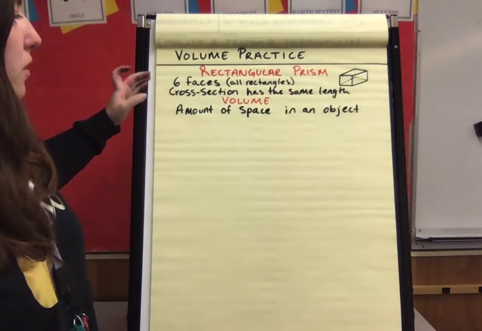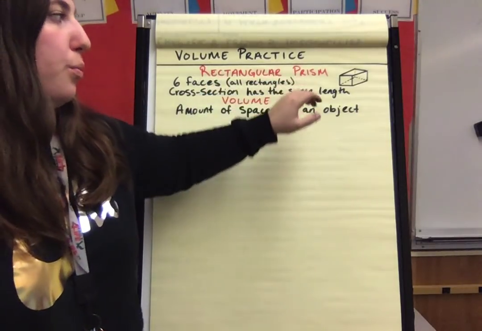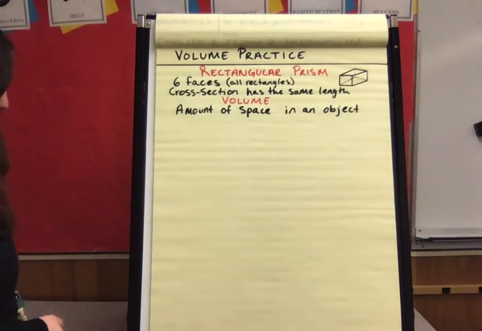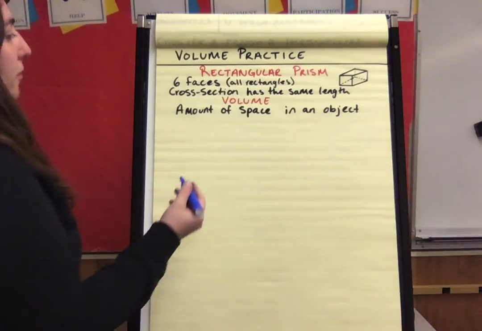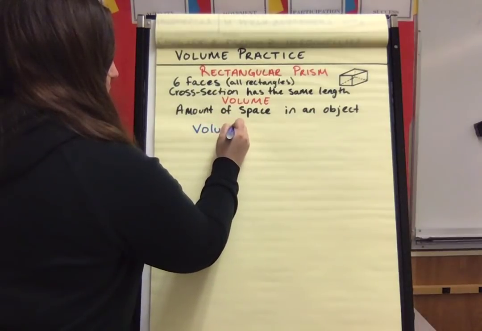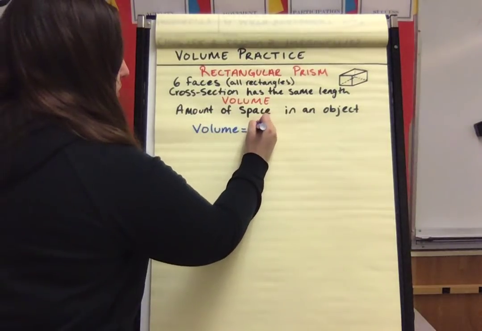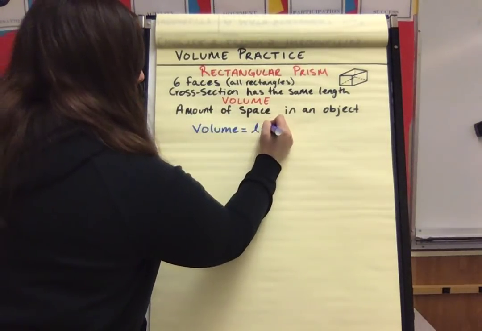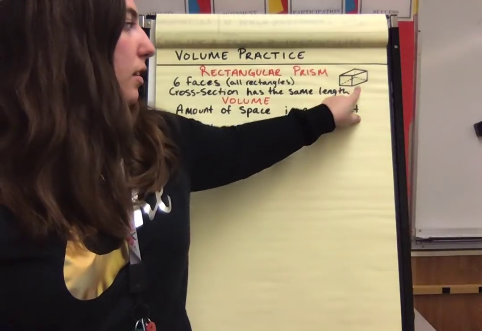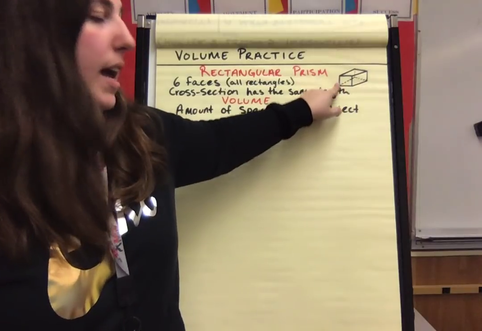Okay, so rectangular prism, volume, we know what these two things are. Now we want to find the volume of rectangular prisms. We want to find the volume of these, okay? Here's our formula. When we're finding the volume of this, we are multiplying the length times the width times the height. Okay, so we're multiplying length times the width times the height.